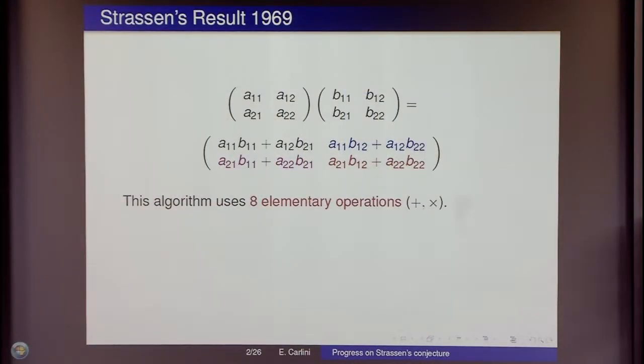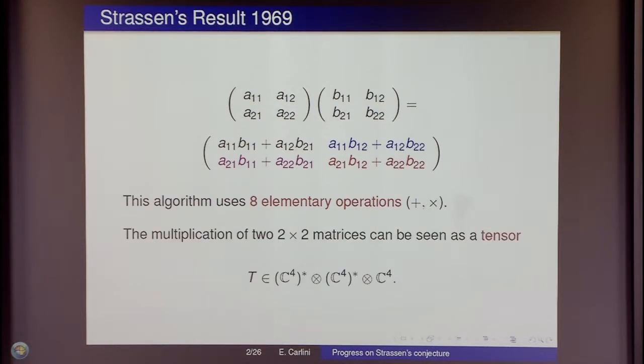So we start with these very basic things, multiplication of 2 by 2 matrices. Hopefully there is no mistake. Just look at the nice colors: black, blue, magenta, and red. If you look at it, you see that we need 8 elementary operations, additions and multiplications, if we want to perform this operation. And it's 12 up there.